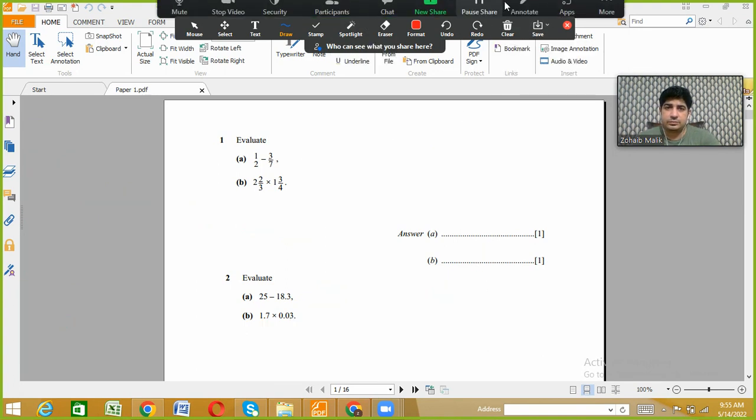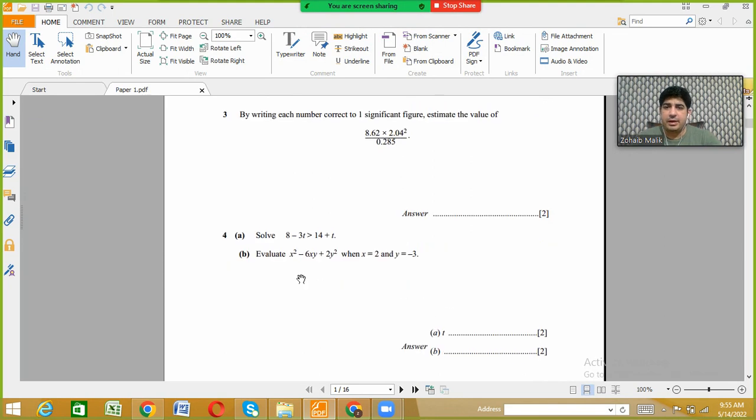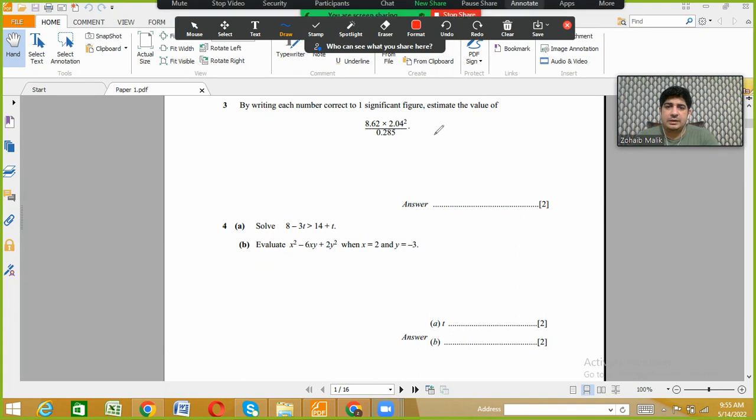So next is, by writing each number correct to one significant figure, estimate the value of this one. We are supposed to write each number to one significant figure. So the first significant number in 8.62 is 8, but the next number is more than 5, so this will be 9. And after the point, we are not supposed to write 0.